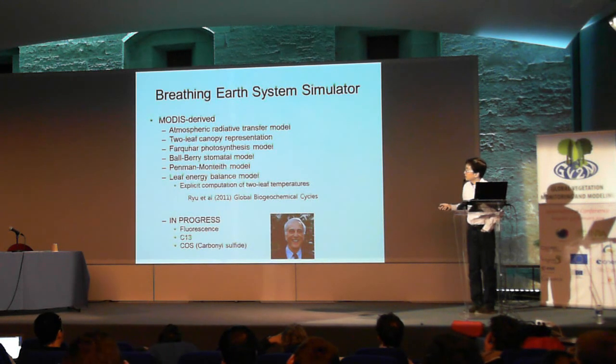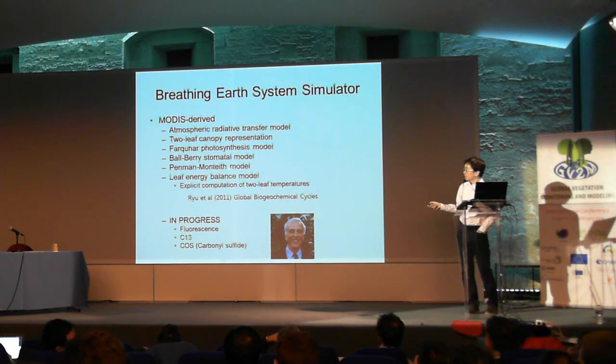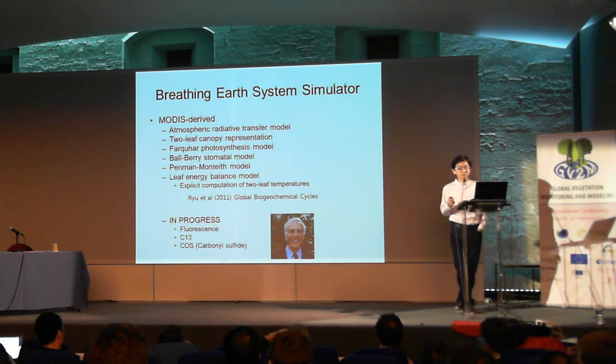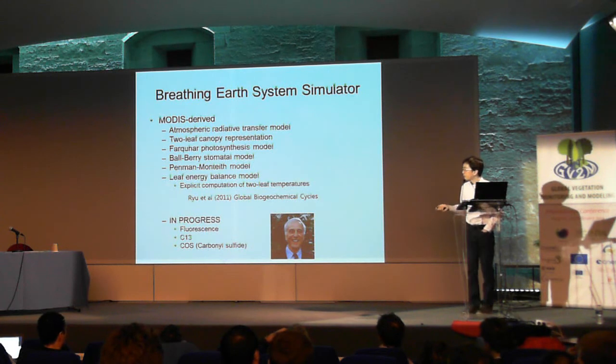And in 2011, I developed one model. It is called the Breathing Earth System Simulator. It is a MODIS-derived product. It includes several modules: atmospheric radiative transfer, like the solar radiation model, a two-leaf canopy representation, the FARQUHAR photosynthesis model, the Ball-Berry stomatal model, a 10-magnetic model, and a leaf energy balance model. So there is explicit computation of two-leaf temperatures. It is all based on first principles. There is no tuning, it's just principles.